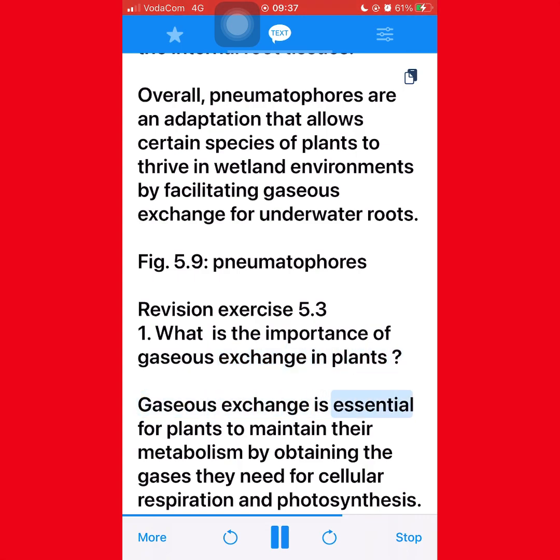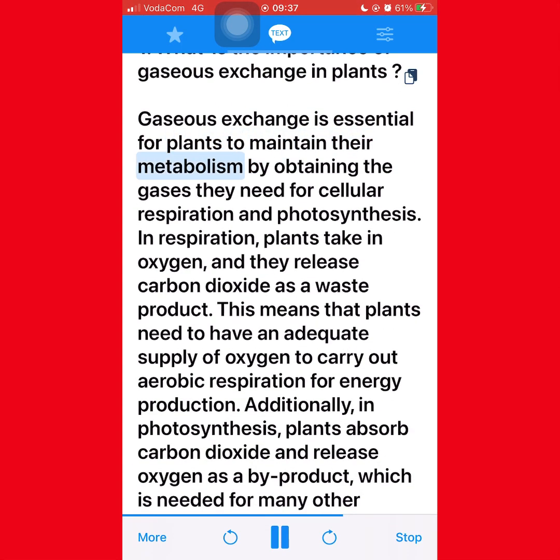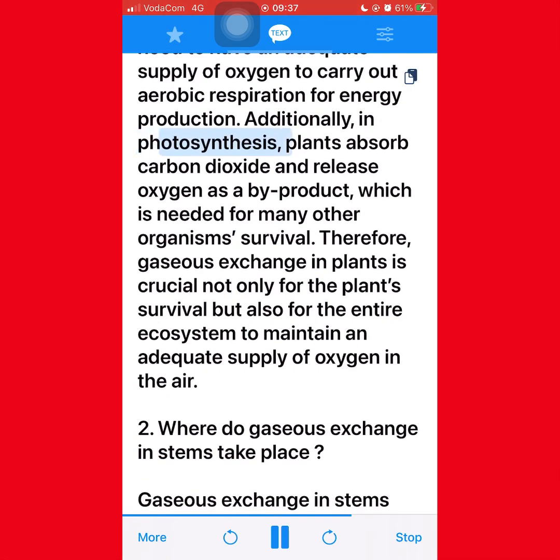Gaseous exchange is essential for plants to maintain their metabolism by obtaining the gases they need for cellular respiration and photosynthesis. In respiration, plants take in oxygen, and they release carbon dioxide as a waste product. This means that plants need to have an adequate supply of oxygen to carry out aerobic respiration for energy production. Additionally, in photosynthesis, plants absorb carbon dioxide and release oxygen as a byproduct, which is needed for many other organisms' survival.